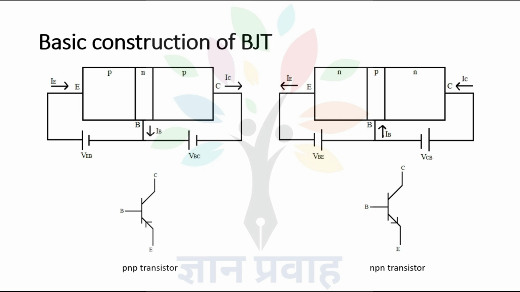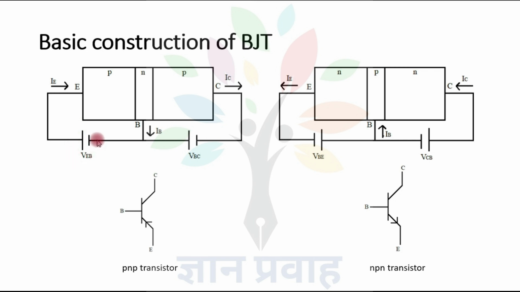Basic construction of BJT. Here we are showing both types of BJT devices. First one is PNP and second one is NPN transistor. In case of PNP transistor, there are emitter terminal, base terminal and collector terminal. The emitter terminal is connected to P-type material, the base terminal is connected to N-type material and the collector terminal is connected to P-type material. Here we are applying biasing of this transistor, and the biasing depends on the modes, and in case of BJT there are 4 modes. Here we are using the simple forward bias mode.